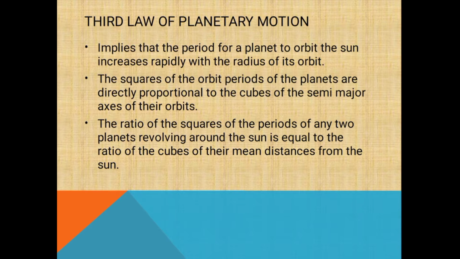The last but not least, the third law of planetary motion implies that the period for a planet to orbit the Sun increases rapidly with the radius of its orbit. The squares of the orbit periods of the planets are directly proportional to the cubes of the semi-major axis of their orbits. The ratio of the squares of the periods of any two planets revolving around the Sun is equal to the ratio of the cubes of their mean distances from the Sun.